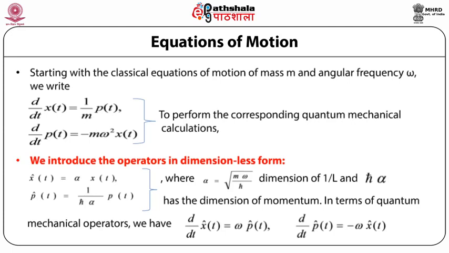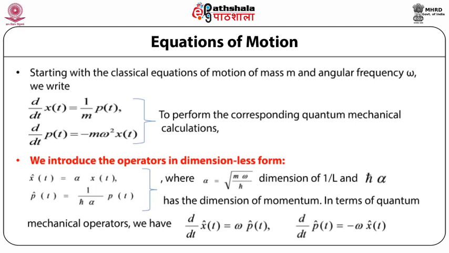Similarly, the time derivative of the momentum as a function of time, that is d by dt of p(t), is equal to minus mass times omega square times the position as a function of time, x(t).